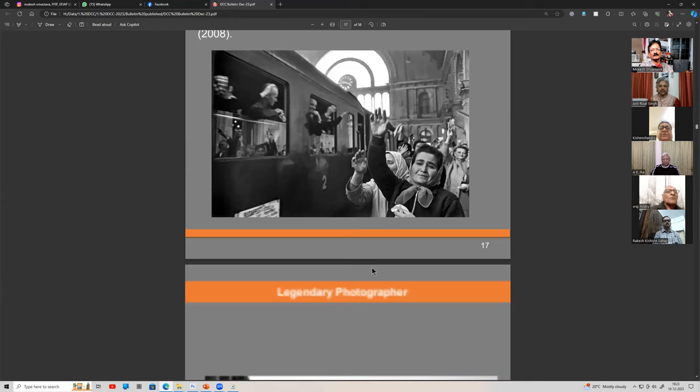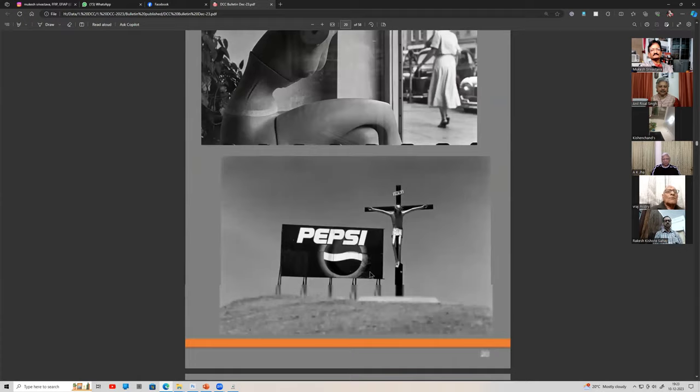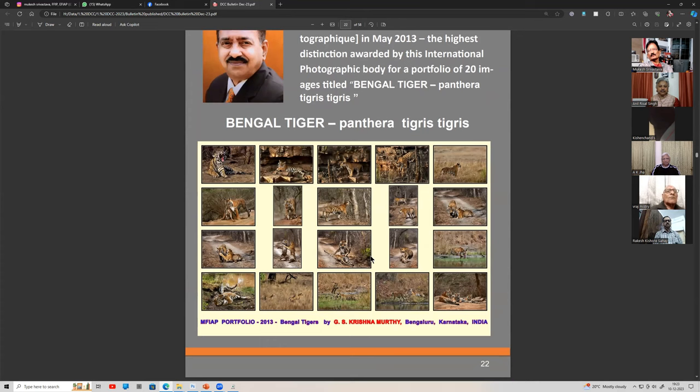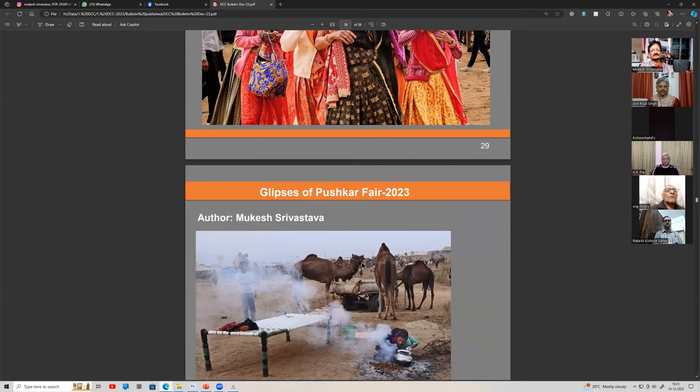This is one of my favorite of his work. And this is one of very interesting. Then this is the panel of the MFA portfolio of G.S. Krishnamurti. You can see each and every photograph afterwards. And this is a glimpse of Pushkar Fair. I visited this year.